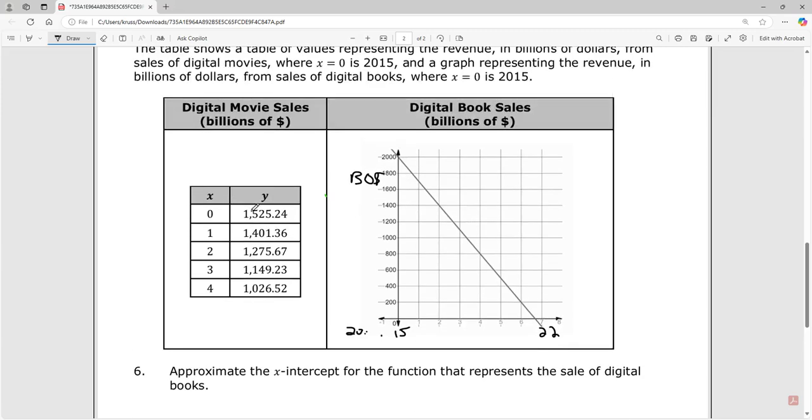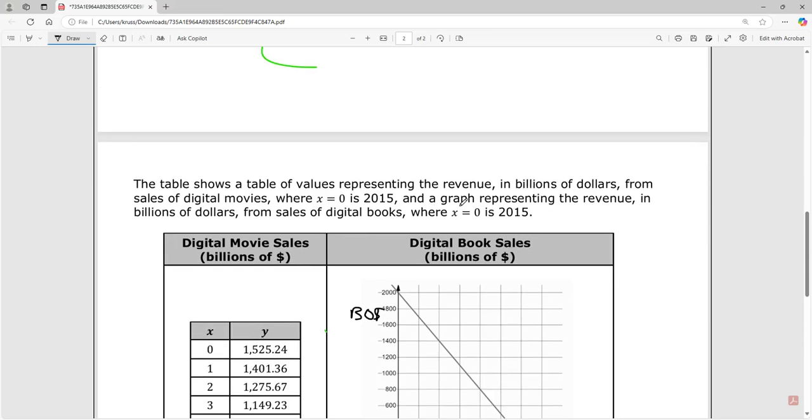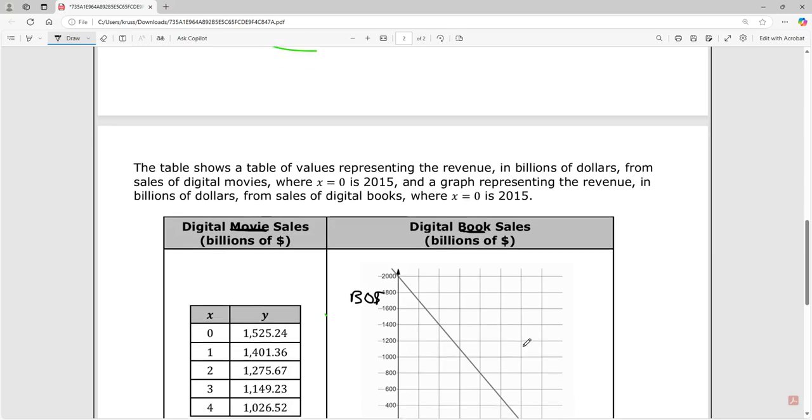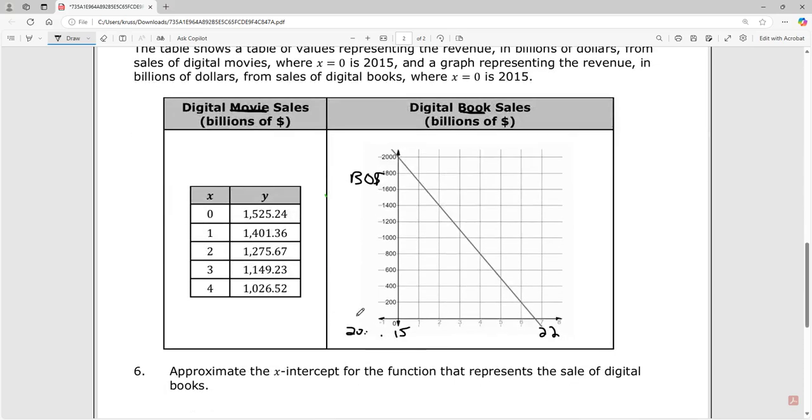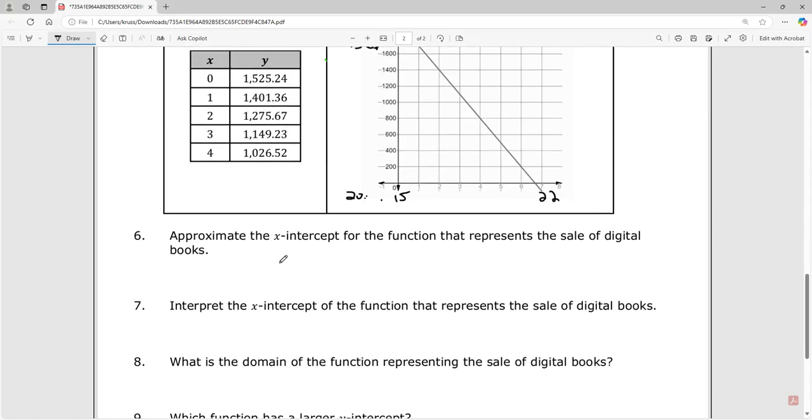Okay. And here is the digital. Okay. So graphs. It looks like they show it in 2 different ways. Oh, this is 2 different graphs. This is book sales and this is movie sales in billions of dollars. So this is 2 different graphs shown 2 different ways. Okay, so book sales is going down. It looks like movie sales are going down too. Okay, so let's approximate the x-intercept for the value that represents the digital books.